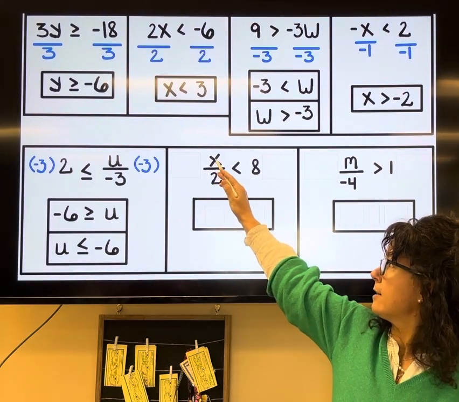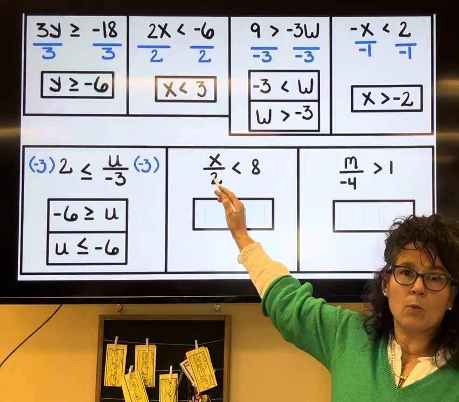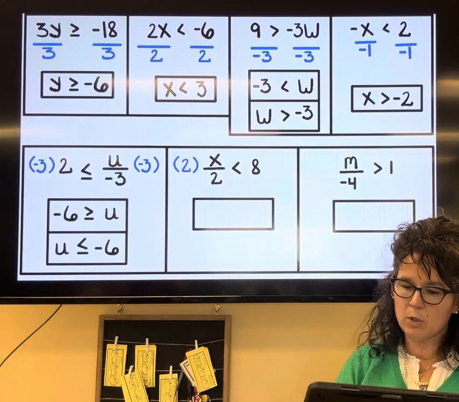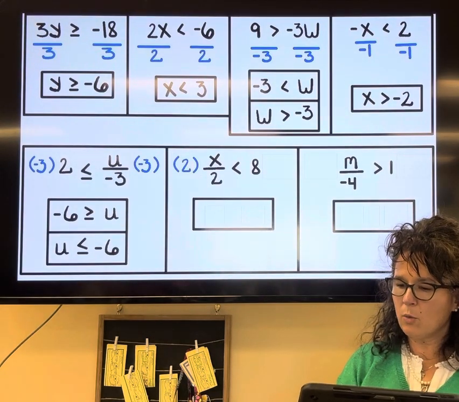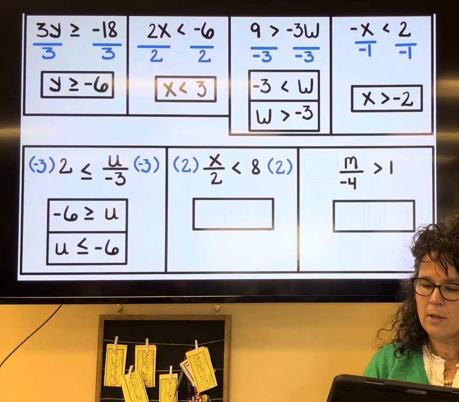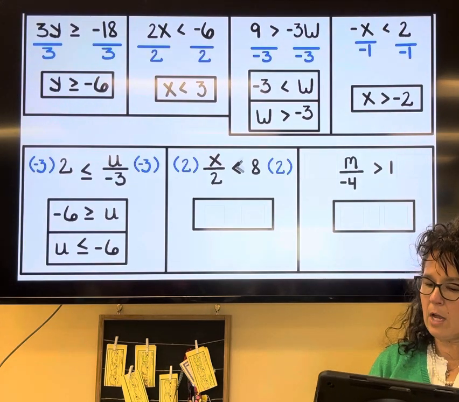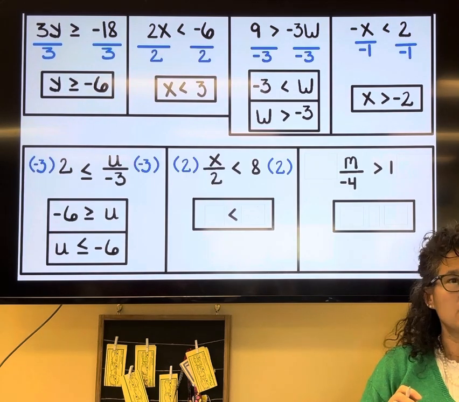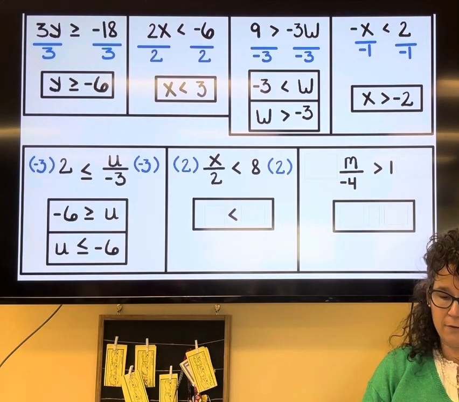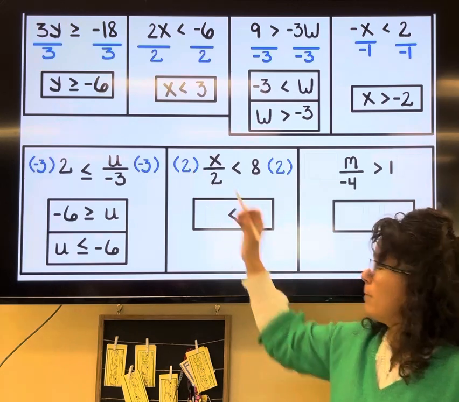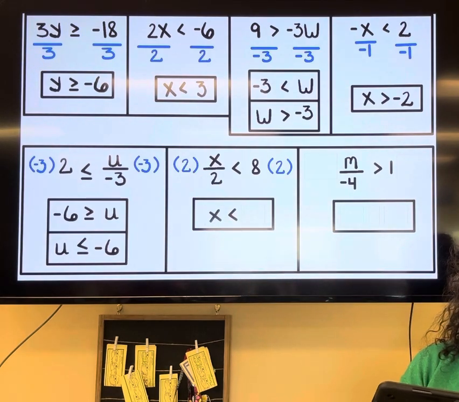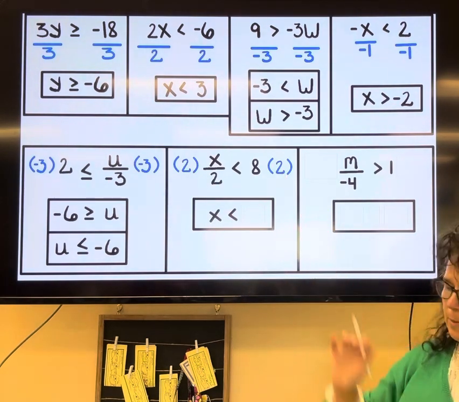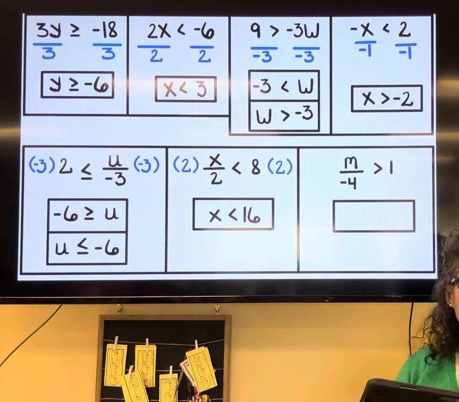All right, this one, the x is being divided by 2. So to get the x by itself, I want to get rid of divide by 2 by multiplying by 2. What I do to one side, I do to the other. This time, I'm multiplying by a positive number, so I just bring that straight down. It does not flip over. The multiply by 2 got rid of the 2, and 8 multiplied by 2 is 16.